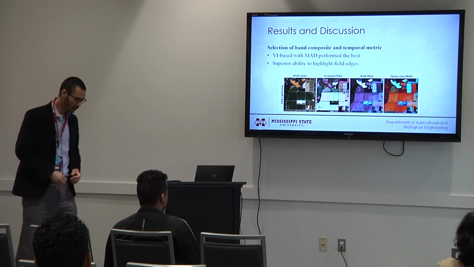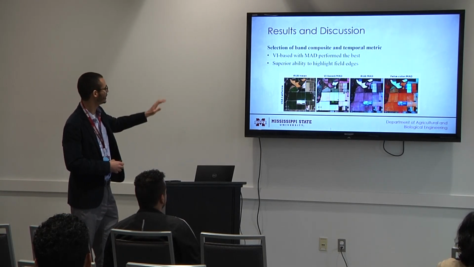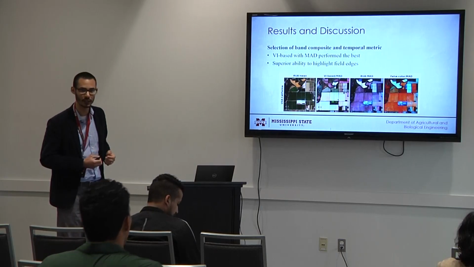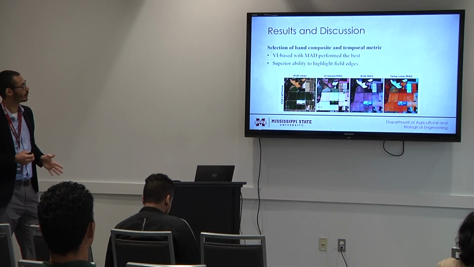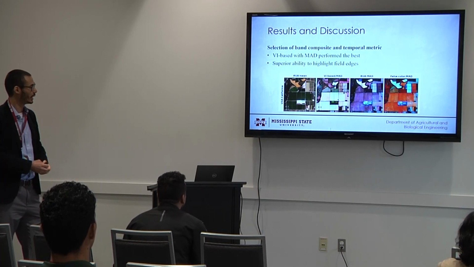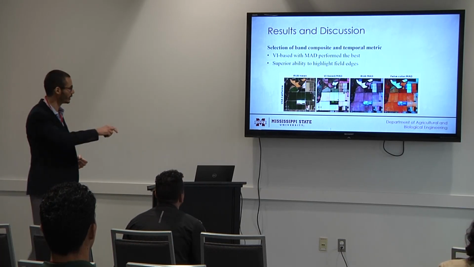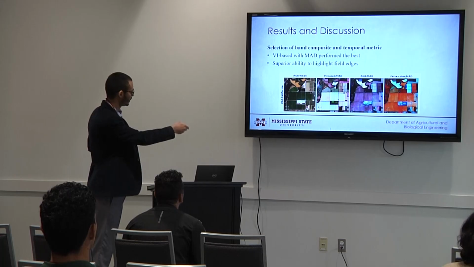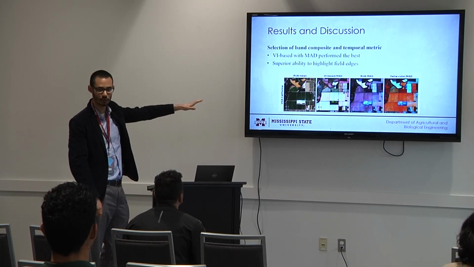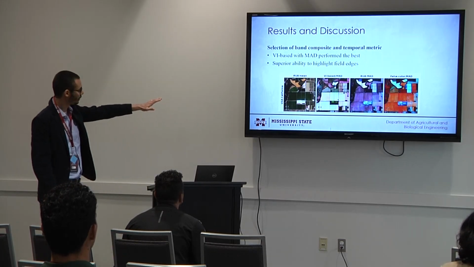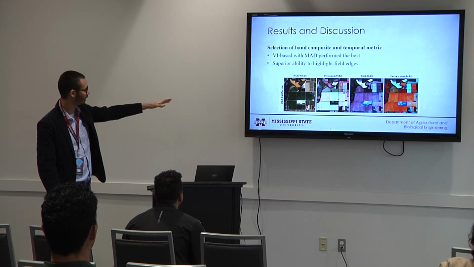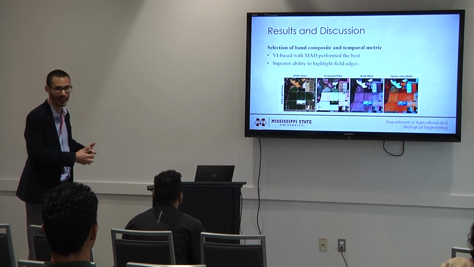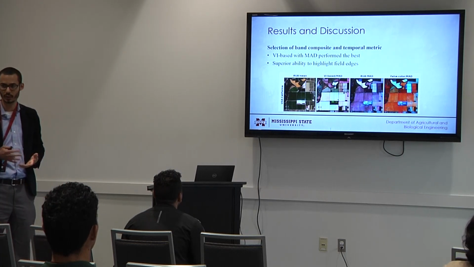In terms of results, we can see that when you use the combination based on vegetation indices and the temporal metric MAD, we got the best performance. As you can see here, this column, the second column, is the best combination. And if you compare to the other combinations, you can see that the field edges are more highlighted, which is very good to extract field boundaries.